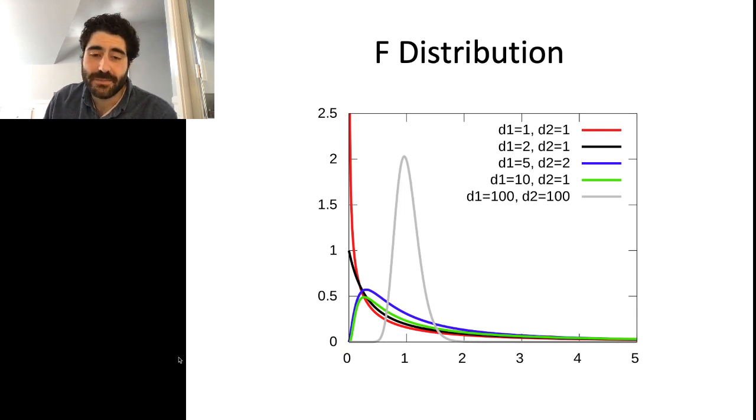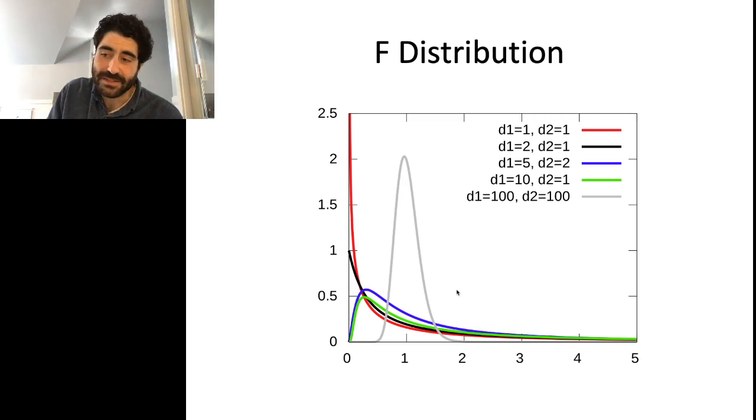If the degrees of freedom for the F distribution get really big, like this gray plot here, then it actually becomes a normal distribution. You see here it ends up becoming a normal distribution centered around 1. For smaller degrees of freedom, it's not really very normal. It's this weirdly skewed thing that only exists on the positive numbers.